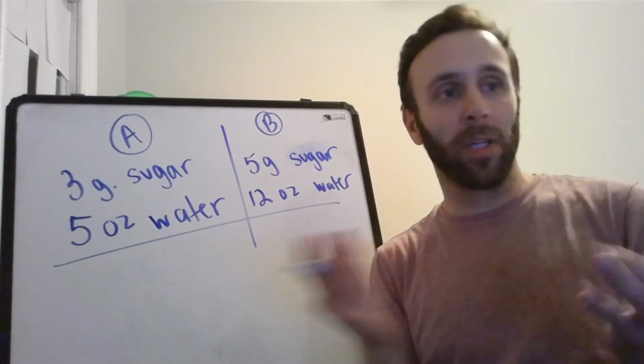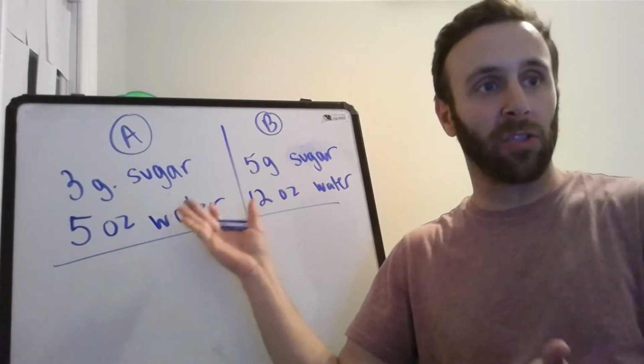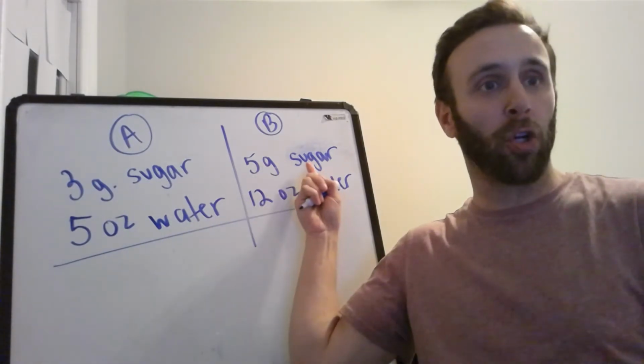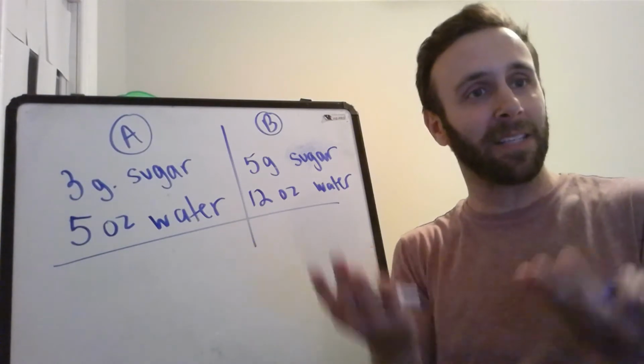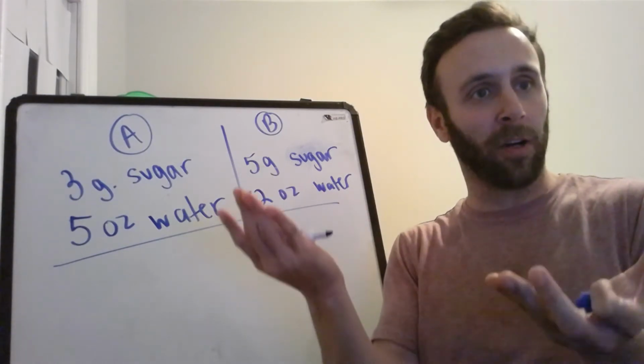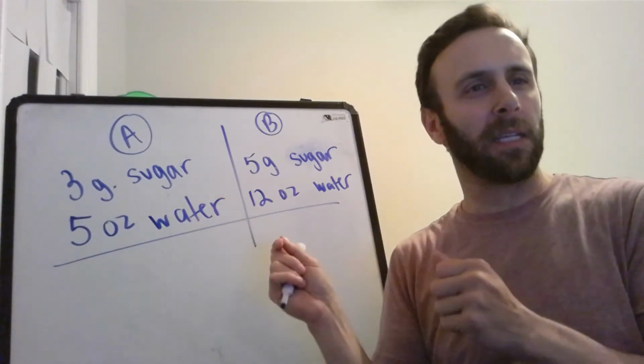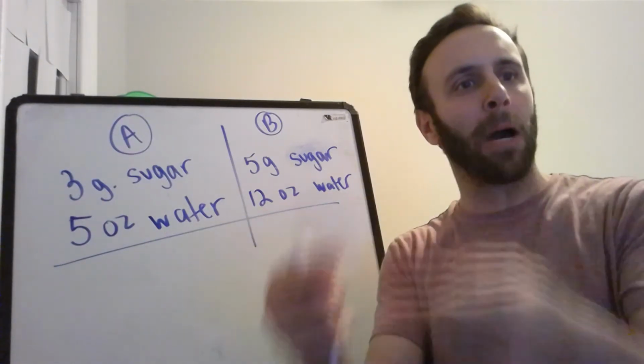It's really hard to compare because this one has 5 ounces of water and this one has 12 ounces of water. So you can't just say, well, this one has more sugar, so it's sweeter. It doesn't work like that. It depends on the ratio of sugar to water. So what we want to do is find out for each of these how much sugar is in the same amount of water.